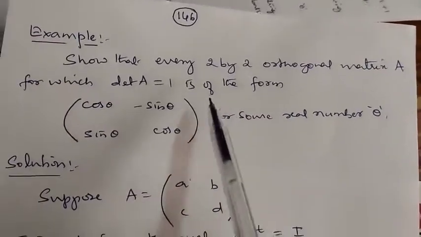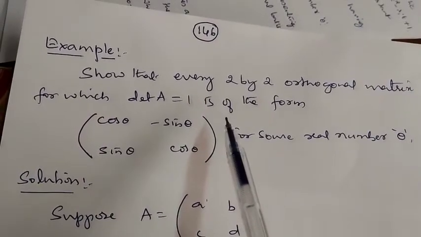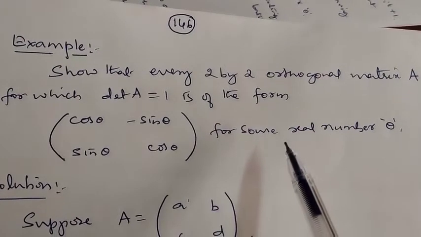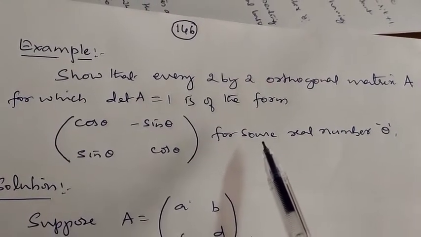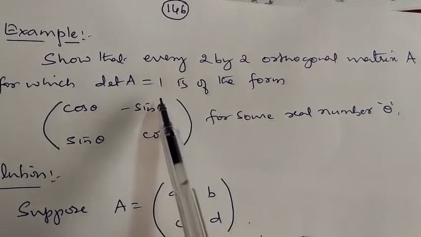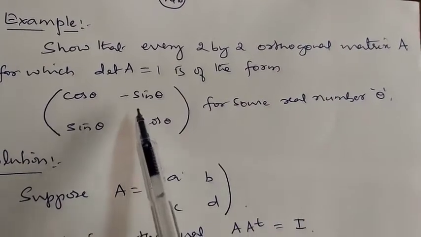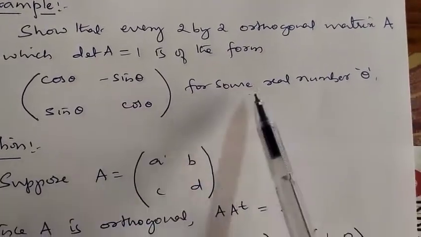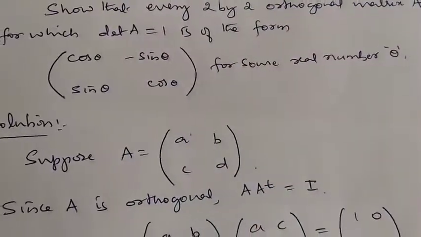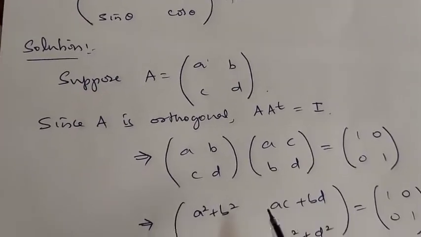Now we will show the concept that we have assumed in the proof of the above theorem. There, what we have assumed is that every 2 cross 2 orthogonal matrix A in which the determinant of A is 1 is of the form cos theta, minus sin theta, sin theta, cos theta for some real number theta. This result we have assumed in the proof of the above theorem. So I am proving it now.